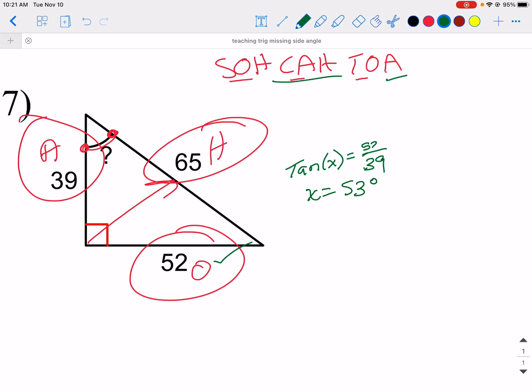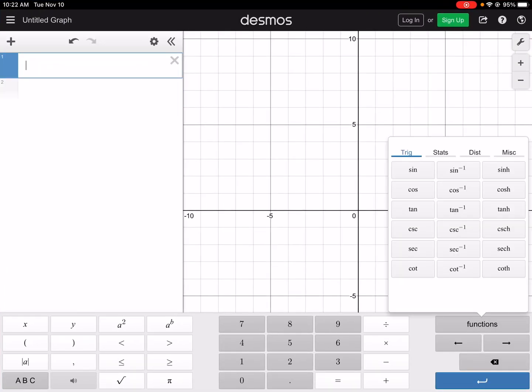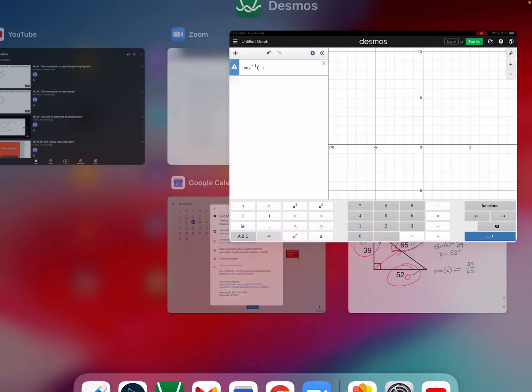So here's what's cool. Say you like cosine instead. So cosine x, cosine is adjacent over hypotenuse. Adjacent is 39 over h, which is 65. So say you chose that one. So in Desmos, you would do your cosine -1.